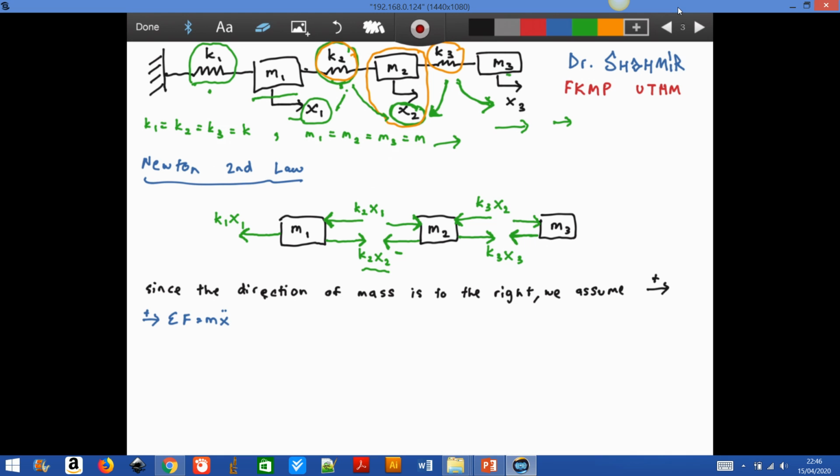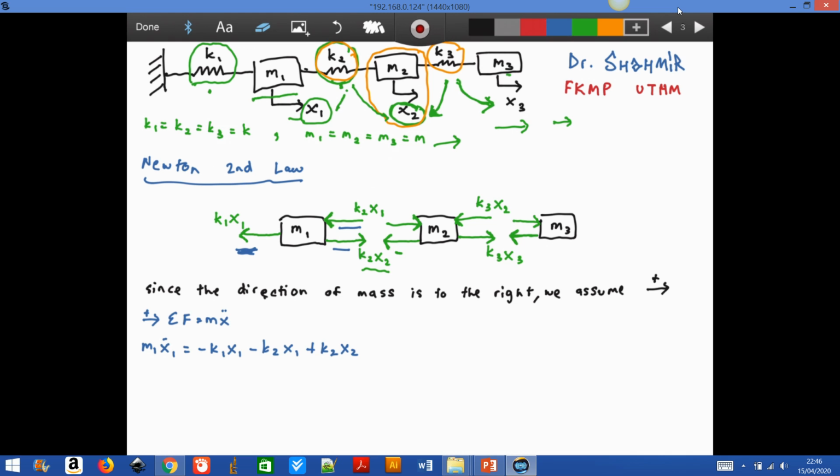Okay, now let's start with mass 1. Mass 1, you see there are how many reactions applied on mass 1? There is 1 here, 2 and 3. So m1 x double dot 1 equals minus k1 x1, because k1 x1 is moving to the opposite direction of the mass, minus k2 x1 plus k2 x2.